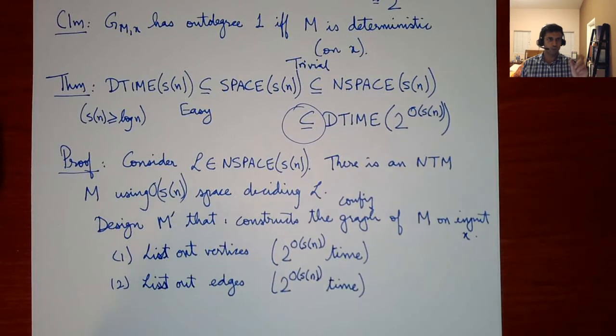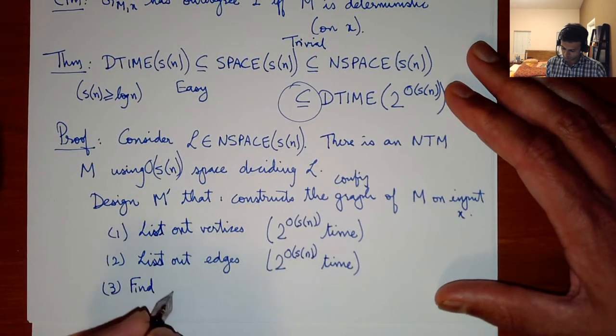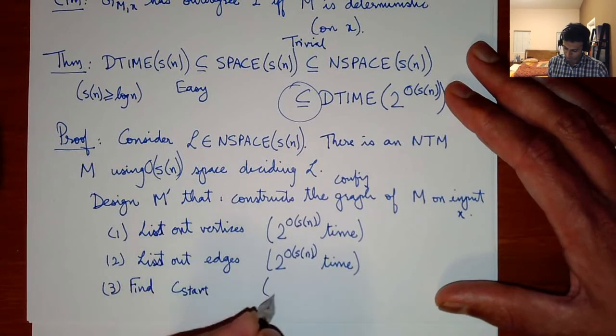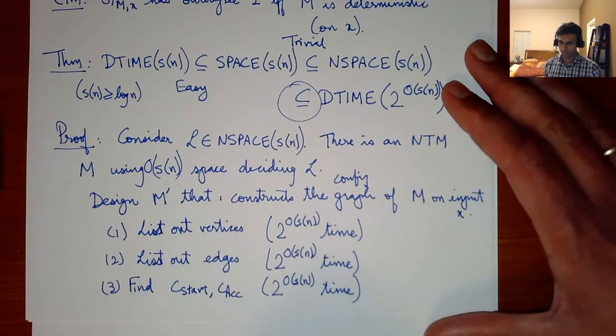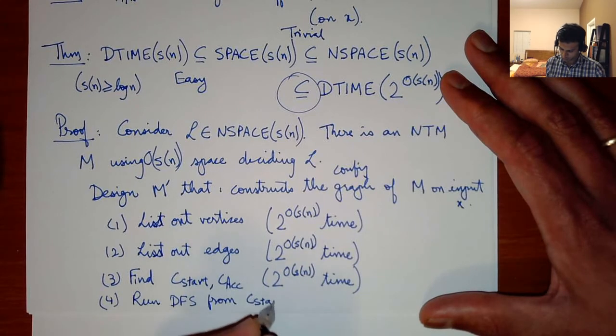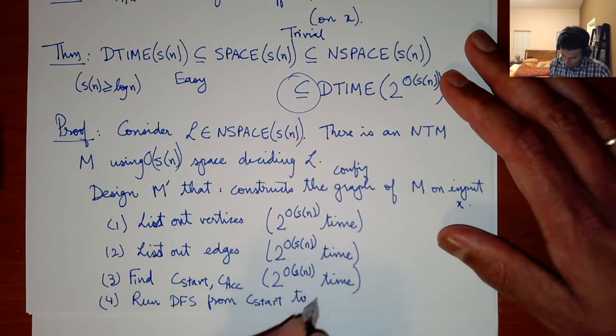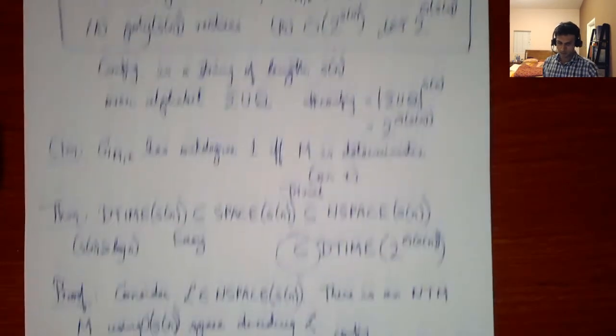It simply has to go and check for every configuration what are the neighboring configurations, right? So it can construct the adjacency list, find C start. That's again 2 to the O of S of n time. C start and C accept. And then basically it runs DFS from C start to get a path to C accept, if it exists, right? So it just runs DFS.